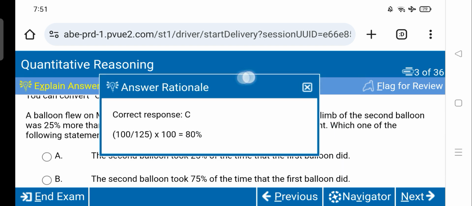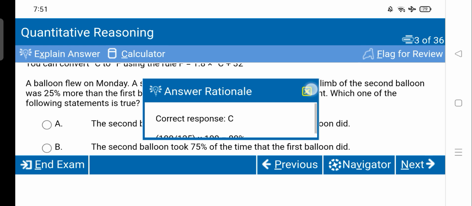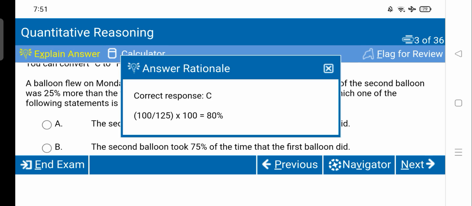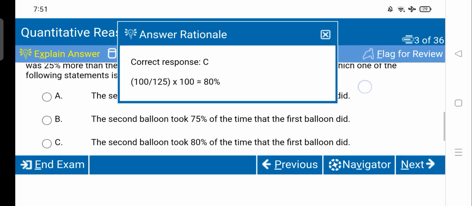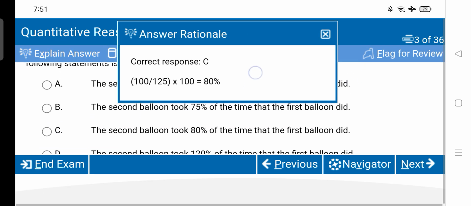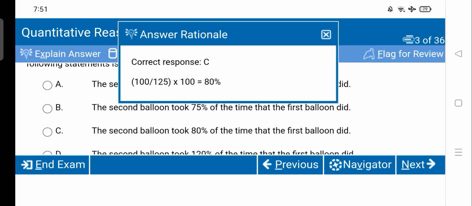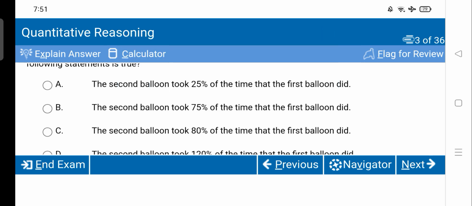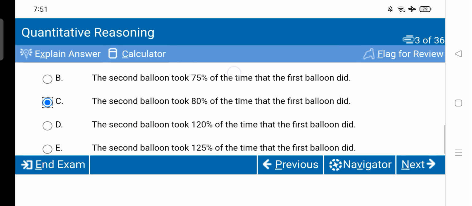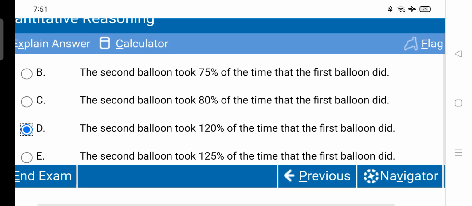So here the correct response is option C, as 100 divided by 125, multiplied by 100, equals 80%. So that's how we can say the correct response is option C, that the second balloon took 80% of the time that the first balloon did.